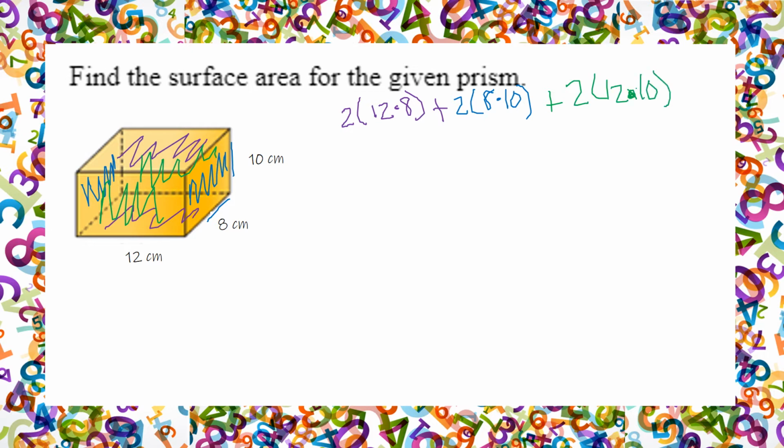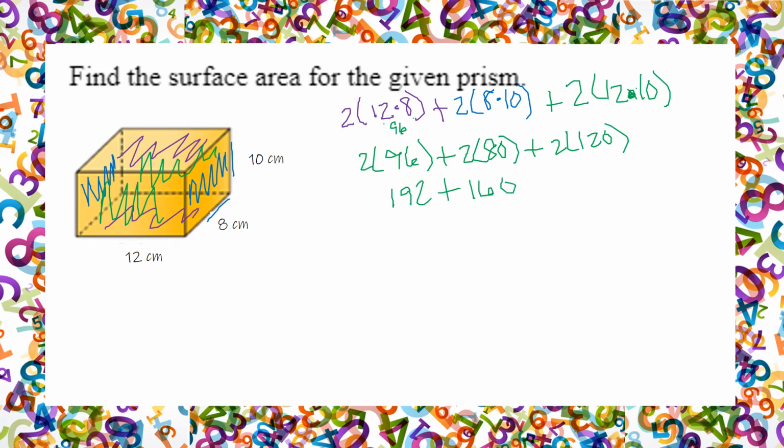So now I'm just going to do the math, okay? So 12 times 8 is 96. So I've got 2 times 96 plus 2 times 8 times 10, that's 80. And 12 times 10 is 120. So now I'm just going to continue to go through. Okay, 2 times 96 is 192. 2 times 80 is 160. 2 times 120 is 240.